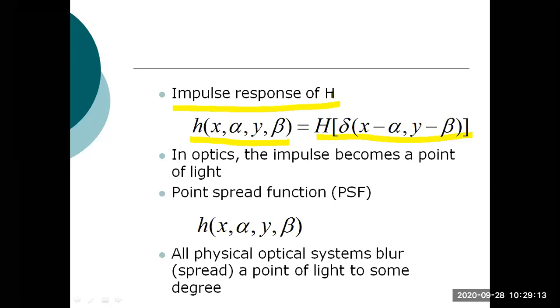Okay. So the impulse response of H is given by small h of x comma alpha comma y comma beta equals capital H of delta of x minus alpha comma y minus beta. It is the impulse response of H. This is the only requirement in our image course. The same may be used in optical systems also, and it is called the point spread function. Just write the expression.